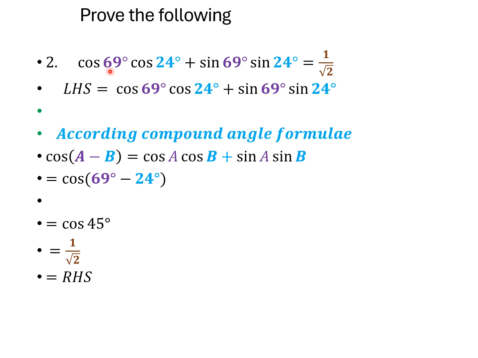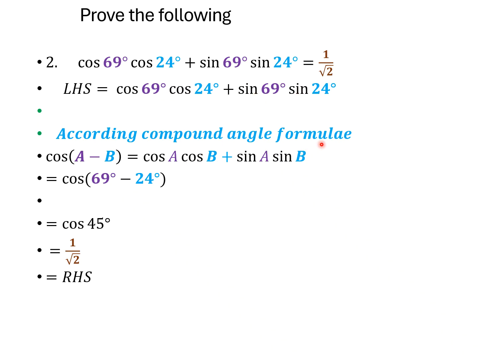In problem number 2, I have cos cos, sine sine, right? The key is the angles. So my first trig ratio here is 69, and my first trig ratio on the other side of the plus sign is 69. The second trig ratio here is 24, second trig ratio 24. They want 1 over square root 2, so that means either we're going to have sine 45 or cos 45 degrees.